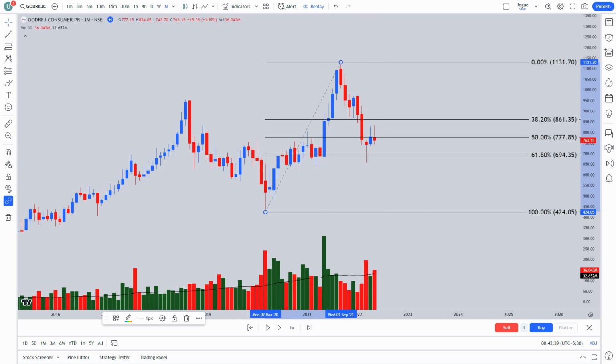How far this corrective can go, whether the corrective can go only up to 38.2 and then could reverse, or the corrective could go up to 50% and it could reverse, or the corrective could go up to 61.8 or reverse, or the corrective could go below 61.8 and it could reverse. But in this particular case, if you observe carefully, if this breaks the entire 100% levels, then it means it's a complete reversal. Right?